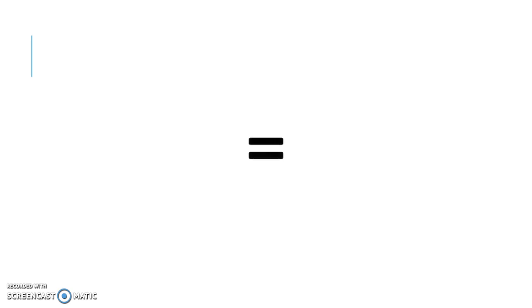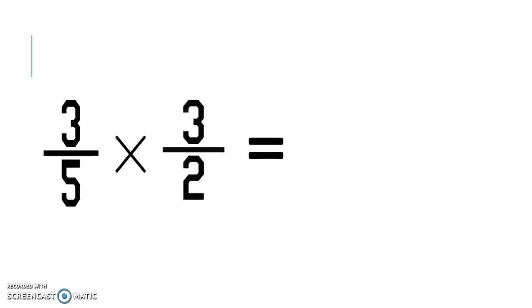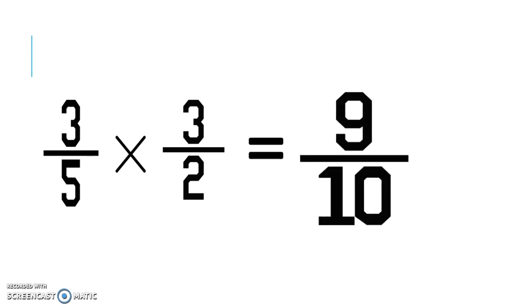Now we'll see we're bringing the fraction 3/5 times 3/2 equals 9/10. Simple like that. That's all you have to do to divide fractions.